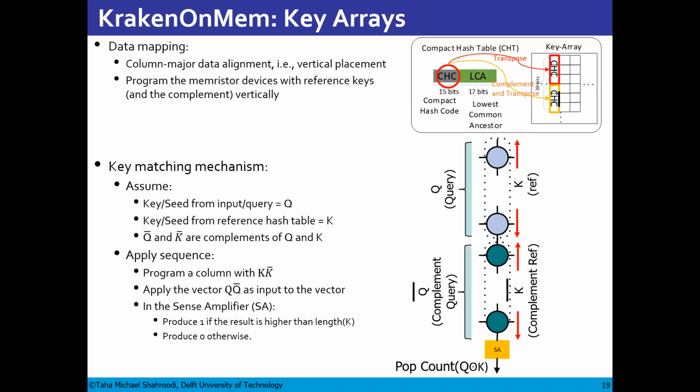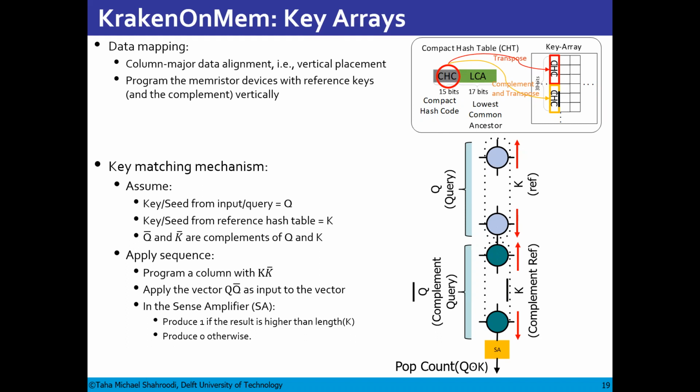This way, based on Kirchhoff's law, we have the results of Q XOR with K reaching our sense amplifier as a current. If we modify the sense amplifier so that it can determine whether this current is higher than the current equal to the length of the key multiplied by unit current, then we effectively perform the pop count of our XOR result in one cycle.